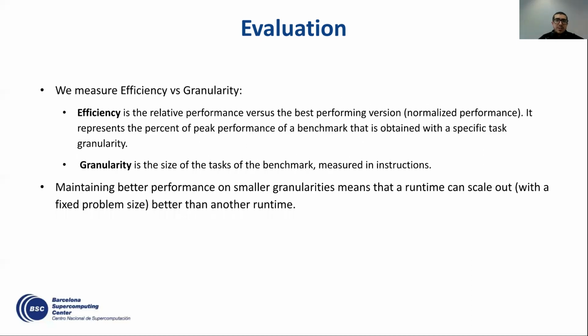In the evaluation, we measure efficiency versus granularity. We define the efficiency as the percent of the peak performance of a benchmark on a given platform, which allows us to have a relative measure of performance at each granularity. We can also understand this as normalized performance, for example. On the other hand, granularity is the size of the tasks measured in average instructions executed. Maintaining better performance on smaller granularities means that a runtime can scale out with a fixed problem size better than another one.